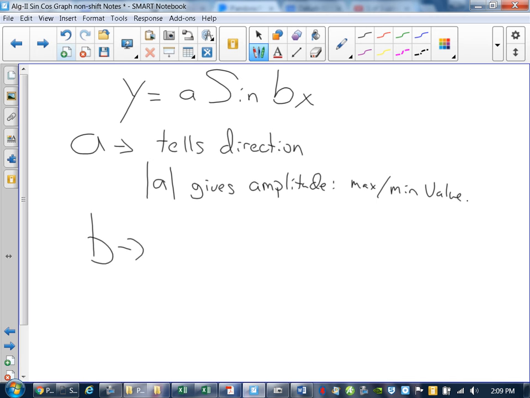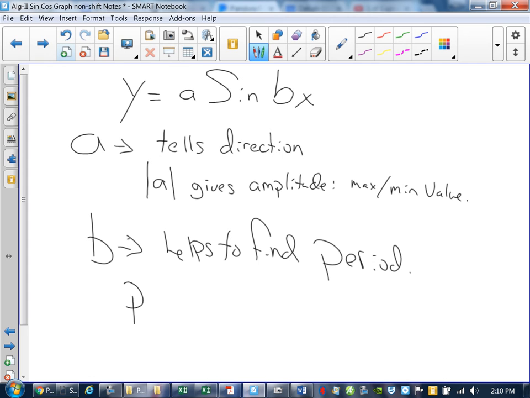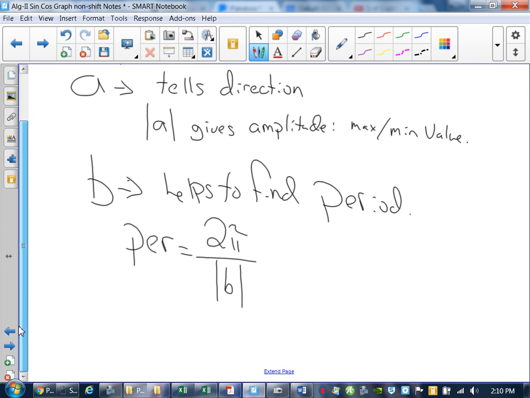Your B value here is going to help define the period. The period of sine and cosine graphs are always going to be this. The period is going to equal 2 pi over the absolute value of b. I wouldn't worry so much about that absolute value of b. I honestly don't think your textbook ever uses a negative b value, because we don't do much with negative angles in algebra 2.